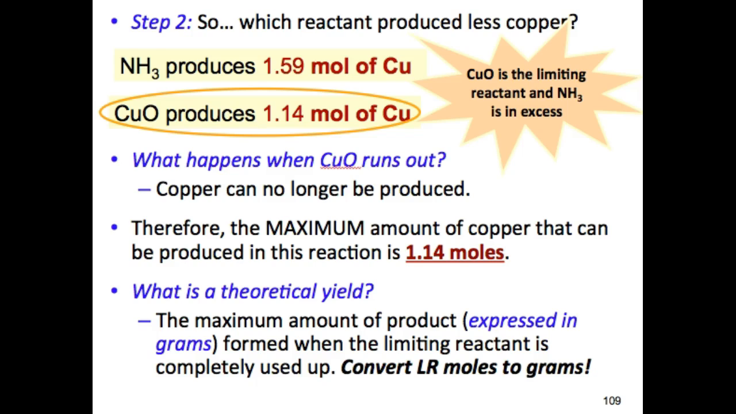So when you look at the results, the ammonia was able to produce 1.59 moles of copper, and the copper 2 oxide was able to make 1.14 moles of copper. Since the copper 2 oxide is able to make less copper, that means it's our limiting reagent.